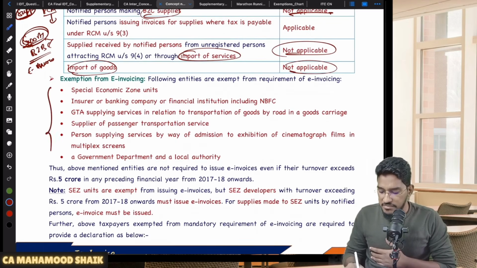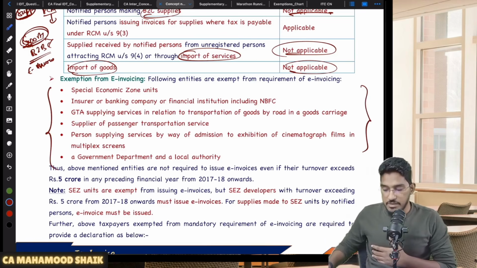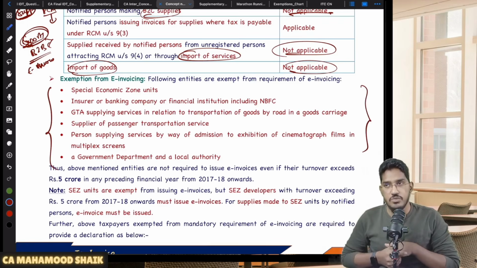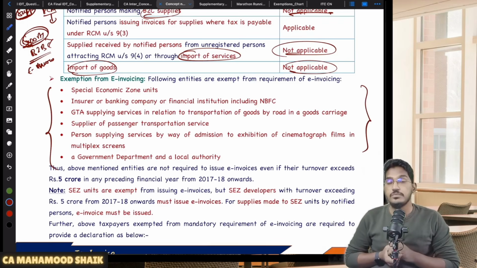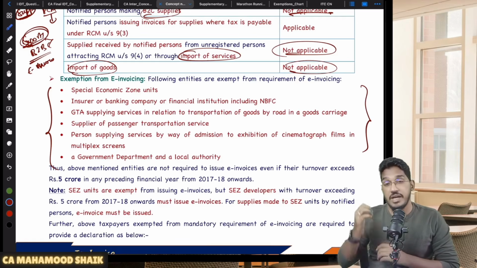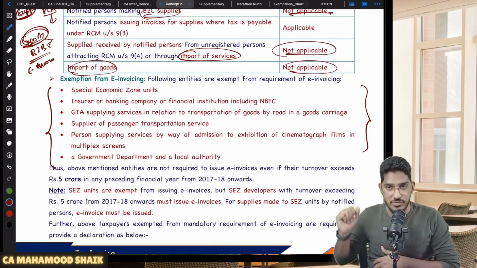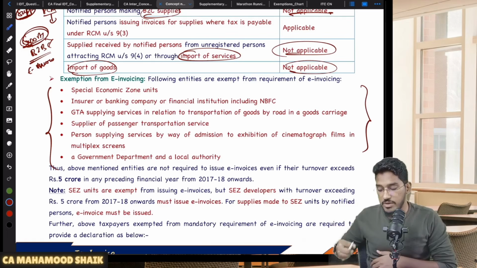Then there are specified persons for whom e-invoicing is exempted. What do you mean by e-invoicing being exempted? There are some people whom the government has identified and told that, boss, even if your aggregate turnover exceeds 5 crore in any of the preceding financial years, still we don't want you to generate any e-invoice. Sir, who are those lucky fellows who are not required to generate e-invoice?